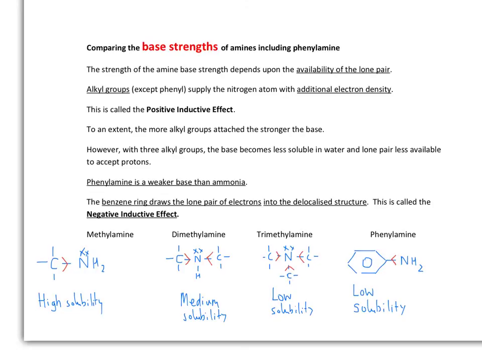Now phenylamine, the last one here, is a weaker base than ammonia. So this benzene ring actually pulls in the lone pair of electrons on the nitrogen into the benzene ring, into the delocalized structure. So this is called the negative inductive effect. I've shown that with the arrow here. It's pulling the lone pair in, making it less available, and so phenylamine is the weaker base. So these molecules here, we consider the positive inductive effect, but also the solubility. Phenylamine, we consider the negative inductive effect. It also has low solubility because of the benzene ring.